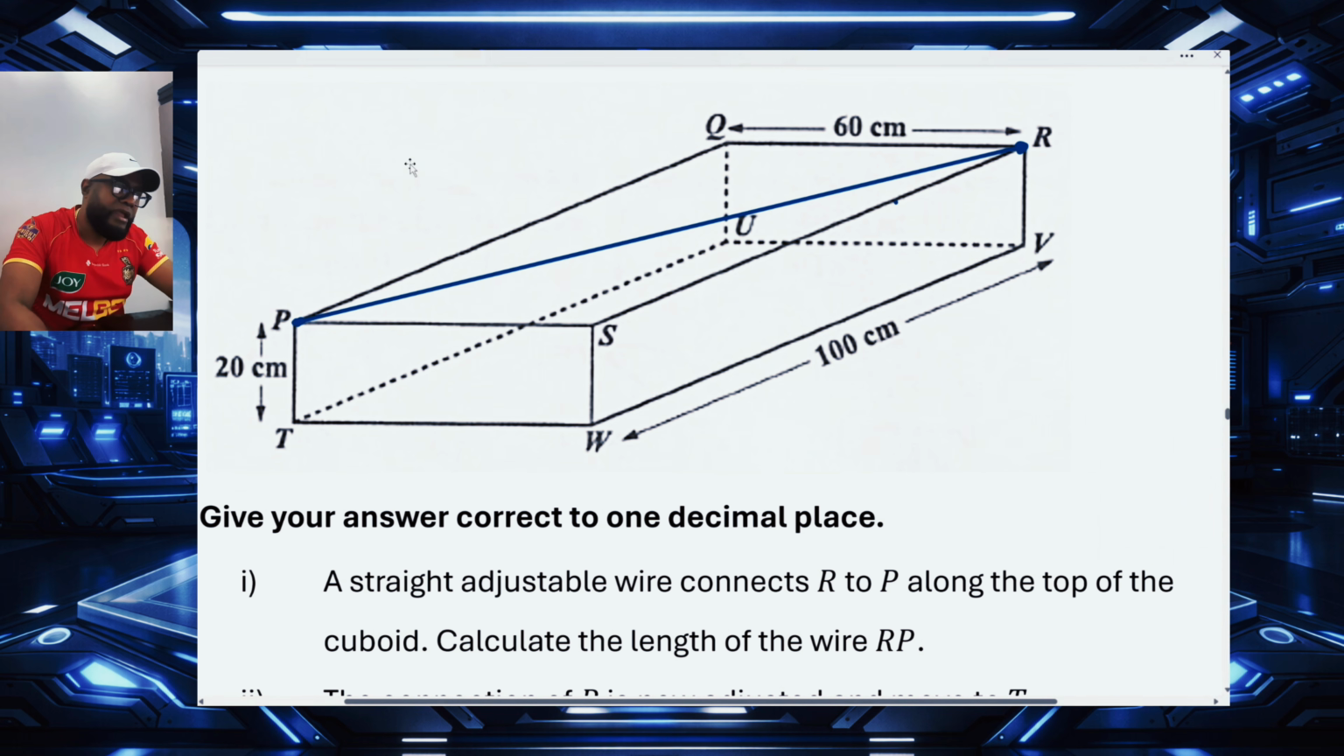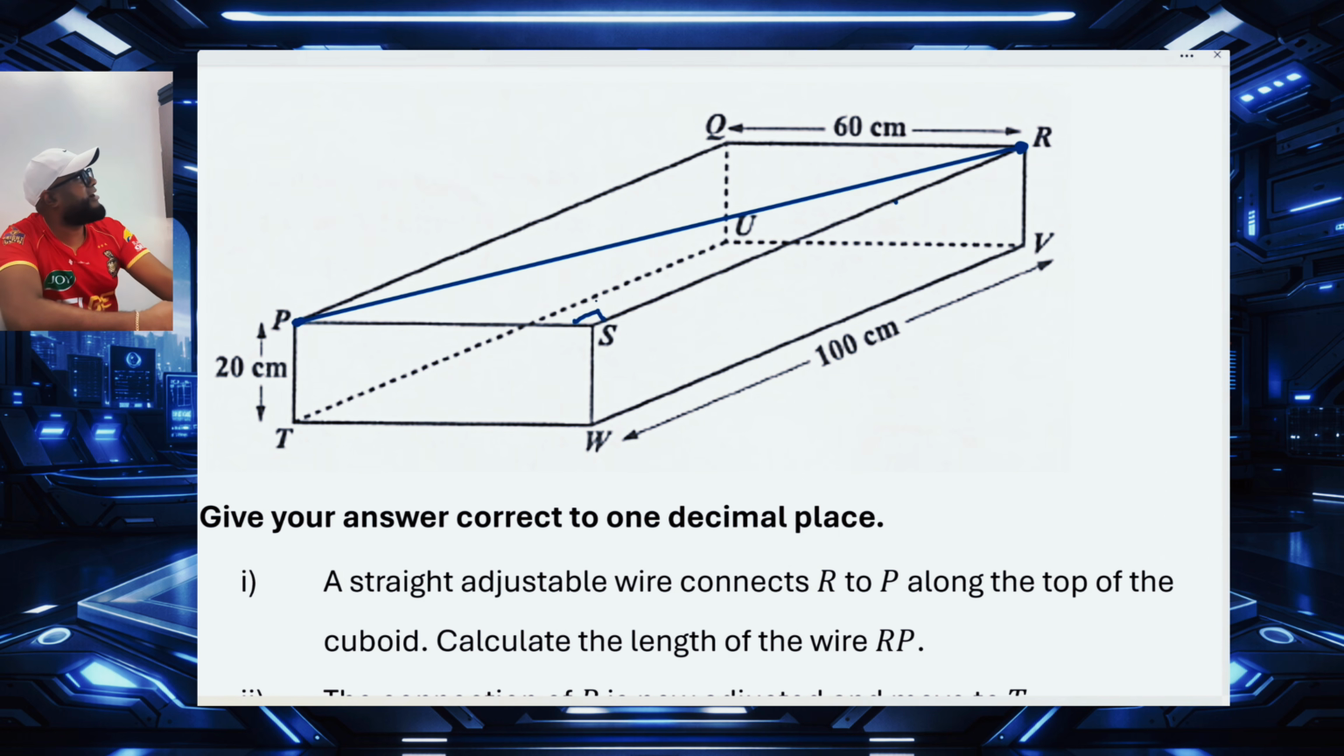So RP is what they want us to find. Now, let's examine some facts. This is a right angle in the corner here. Everybody agrees? Now, the length R to S will be how many centimeters? 100. Everybody seen that here is 100 centimeters? Now, this base here in the triangle, P to S, will be how many centimeters?